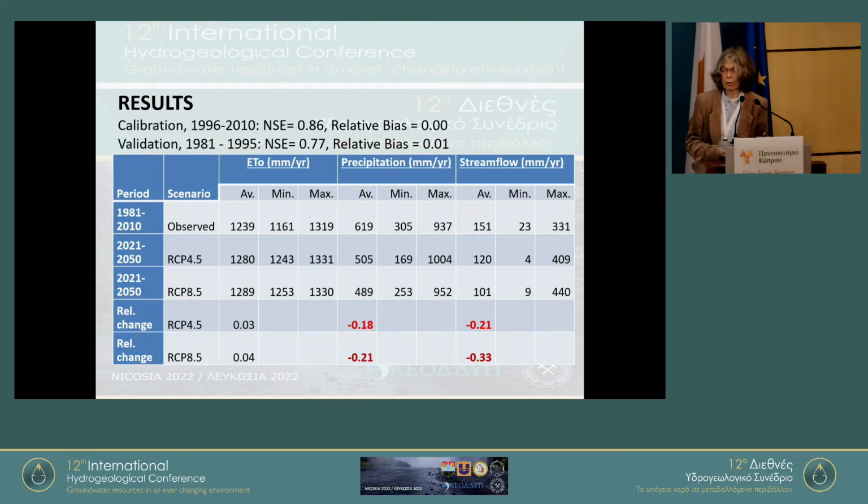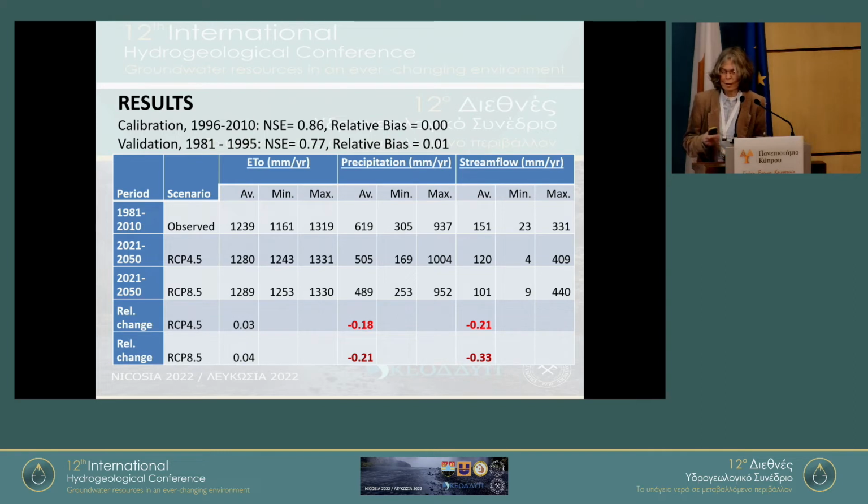We get very, very good efficiency. We have a relative bias of 0 for the calibration, and a Nash-Sutcliffe of 0.86, while 1 is the optimum, so this is really very good. For validation, where we do not tune the parameters anymore, we get 0.77 efficiency and a relative bias of 1%. So we see that even with a 4-parameter model, we can achieve high efficiency in the Peristerona watershed, but we also found that this is not the case for all watersheds in Cyprus.